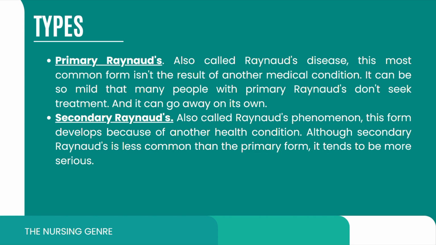It does not need any treatment. In secondary Raynaud, also called Raynaud phenomenon, this form develops because of another health condition. Although secondary Raynaud is less common than the primary form, it tends to be more serious. That means it occurs due to other medical conditions and it tends to be more serious.